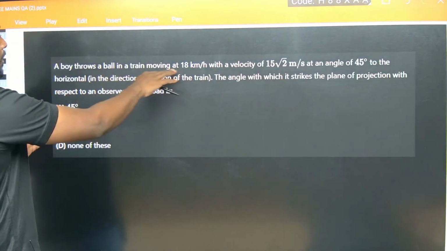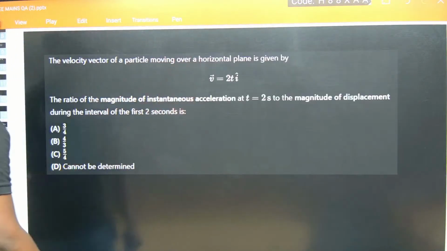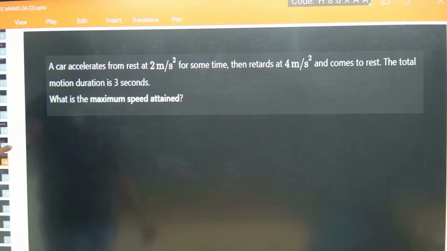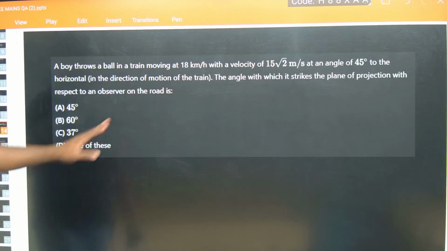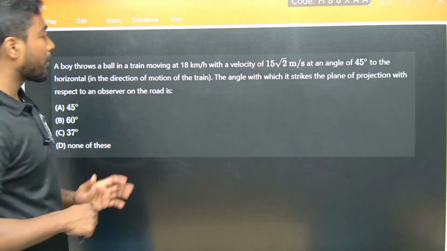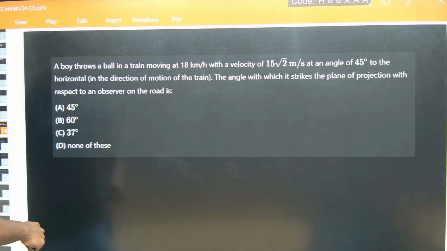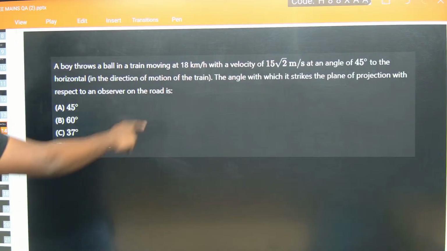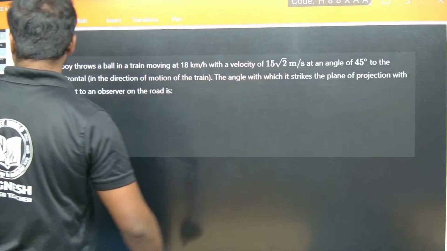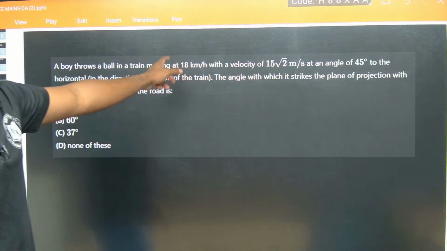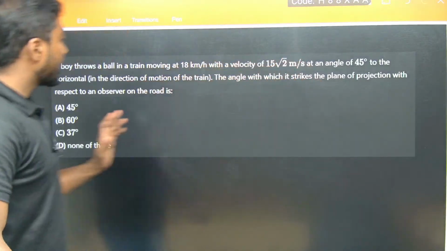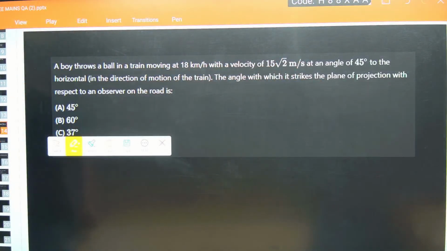But what they are saying is, the train is moving with 18 km per hour. So, what should I do now? So, this is kilometer per hour and this is meter per second. First, I need to convert every term into the same units, na? I need to convert every term into the same units. So, what should I do?